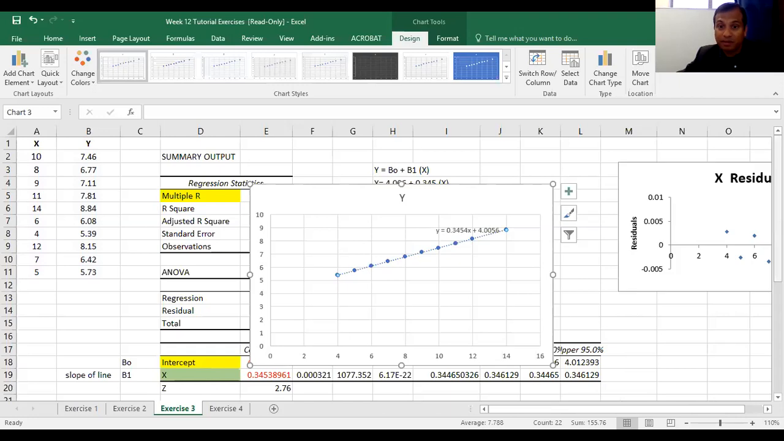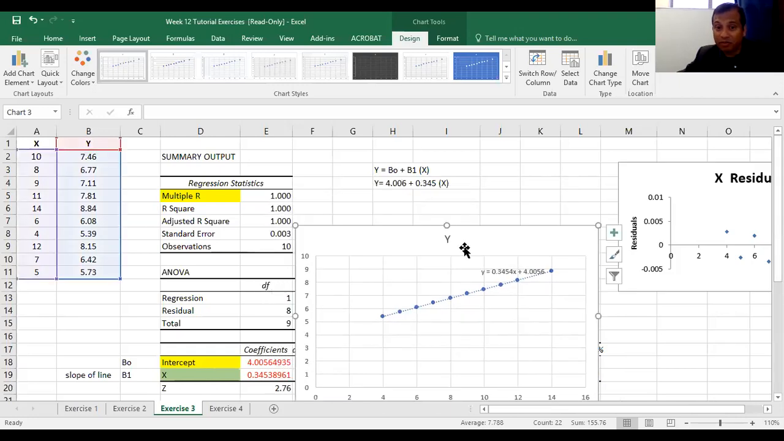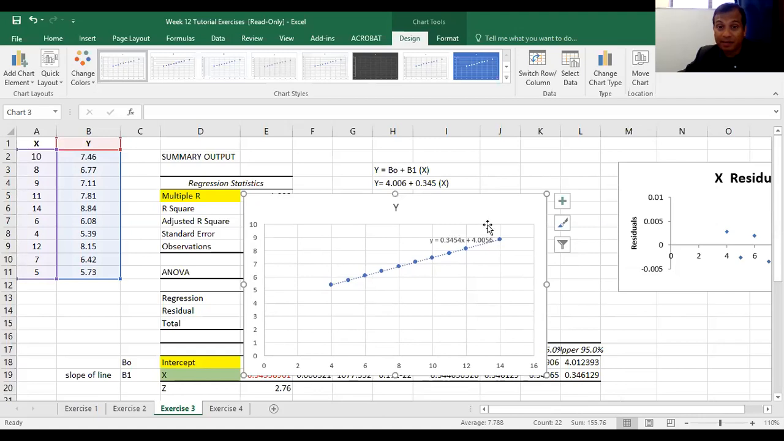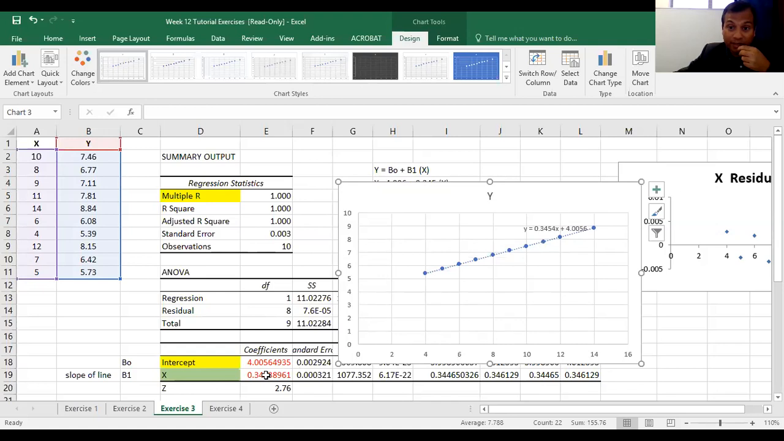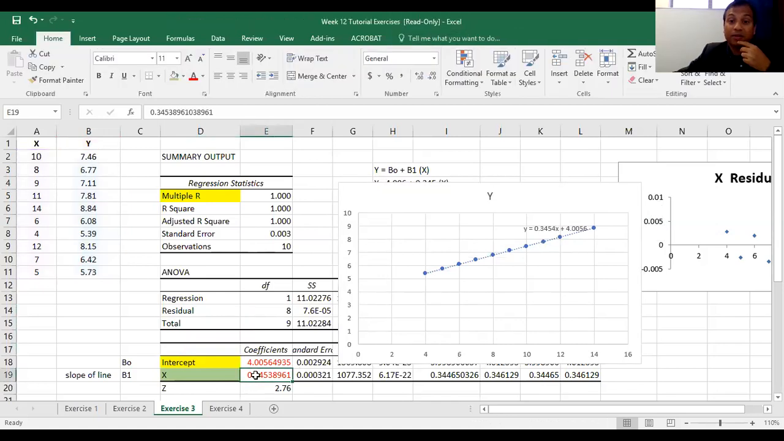Close. Did we get the same equation here? Yes. It is just the other way around. I put in my equation B naught first, but over here they put the B1 first, into X. So 0.345 into X plus 4.0056. That is 4.006. So what is the slope here? This value in the Excel sheet, 0.345, is your slope, which is attached with X.